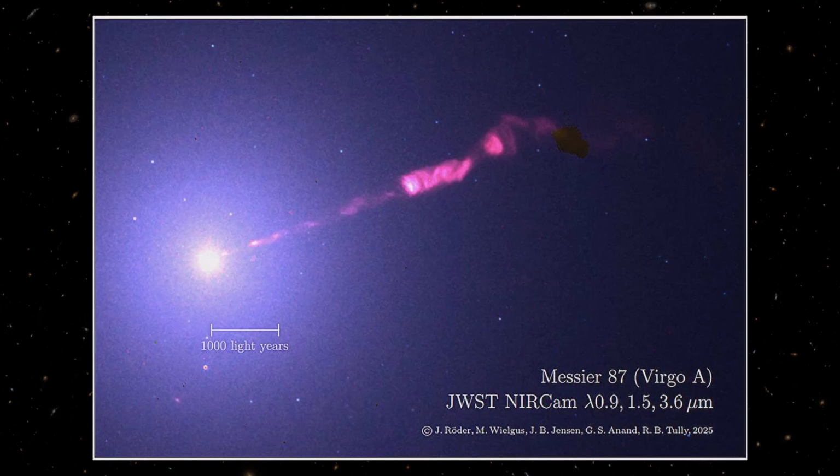And this is the JWST NIRCam, which is the near infrared camera, image of the M87 jet hanging out there. You can actually see a little bit more detail in it.